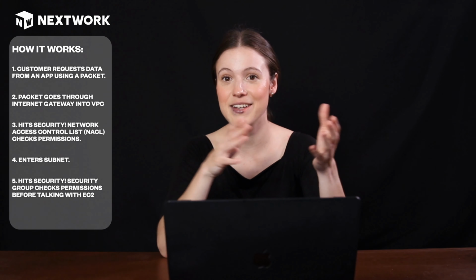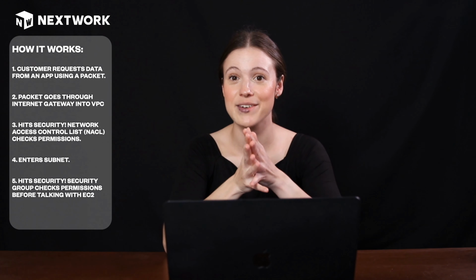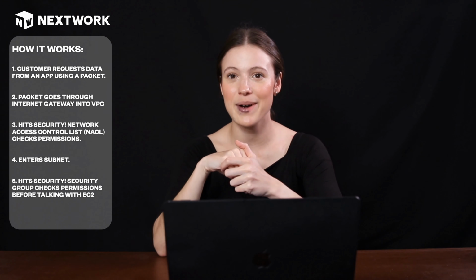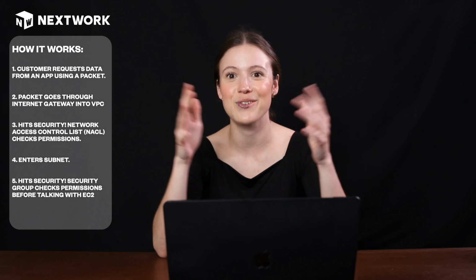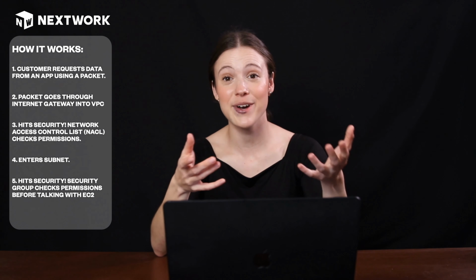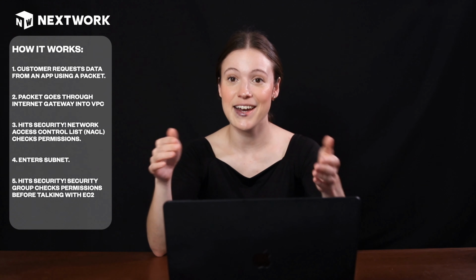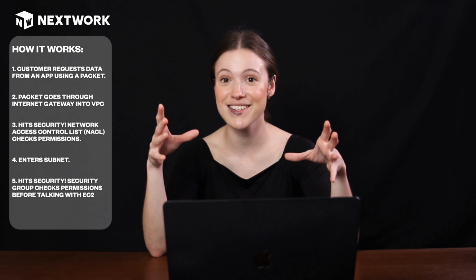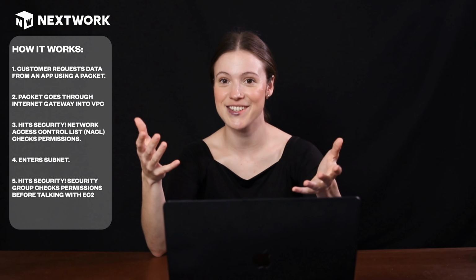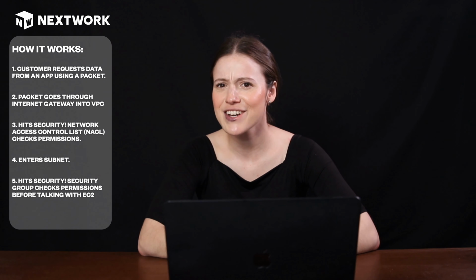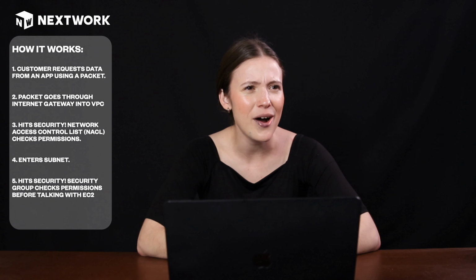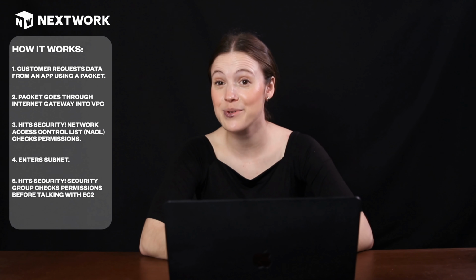The request packet is going to enter into your virtual private cloud through an internet gateway because it's coming from the big outdoors, the internet. But then before it can enter any of the subnets within your virtual private cloud, the network access control list needs to check the packet's permissions. The permissions include who actually sent this packet, what do they want, and is it going to be approved?